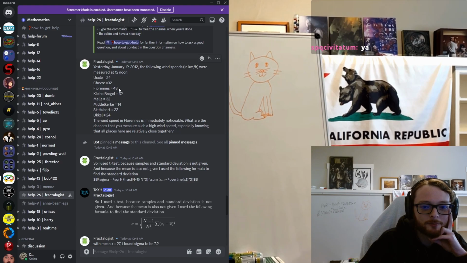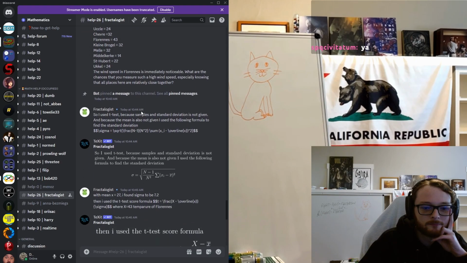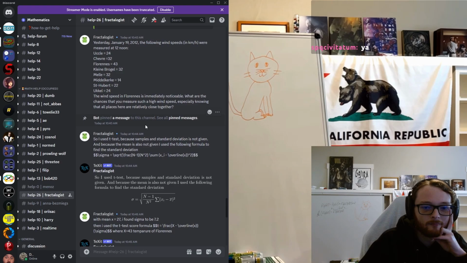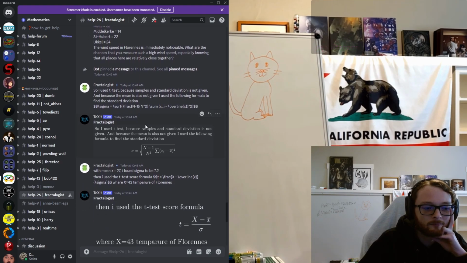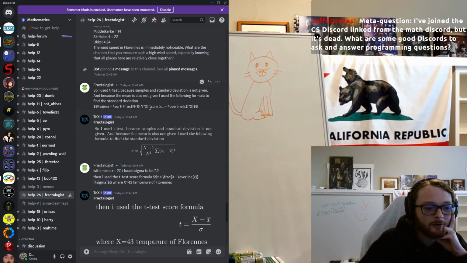Like, when you make the t distribution, I think you throw out the 43 for now. There's a link from the math Discord, but it's dead. Ask and answer programming questions. Ooh. I don't know one offhand. I only know a tiny bit of programming, so I don't feel confident in helping. I know that Zach has done some programming questions. I don't know the extent of his knowledge, though.